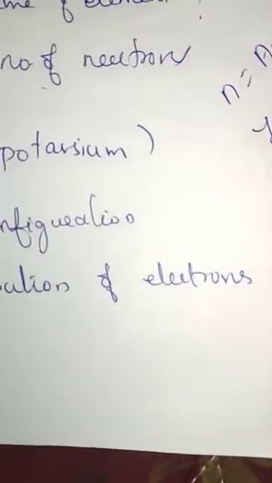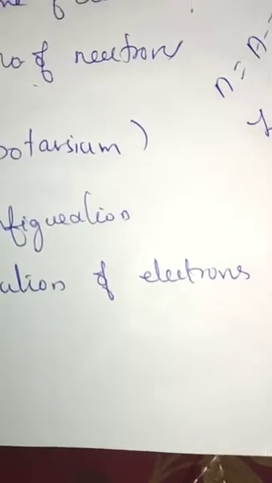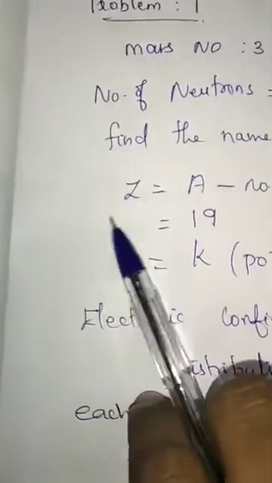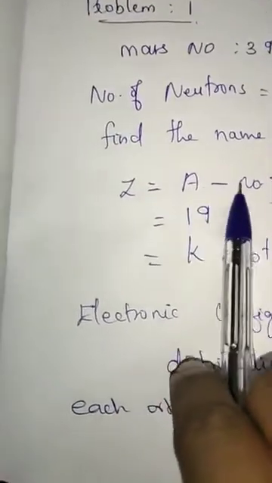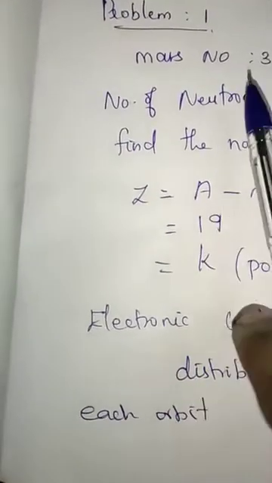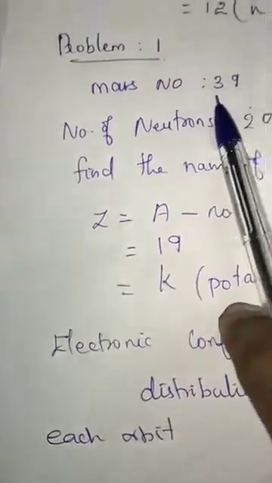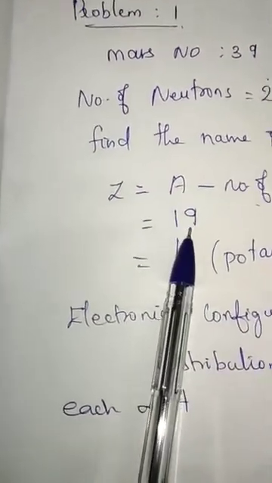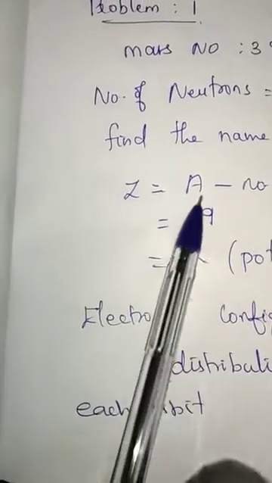A minus Z, the number of neutrons. From this formula we have Z equal to A minus the number of neutrons, that is, mass number minus number of neutrons. The mass number given here is 39. 39 minus 20 is 19. So this is the value.